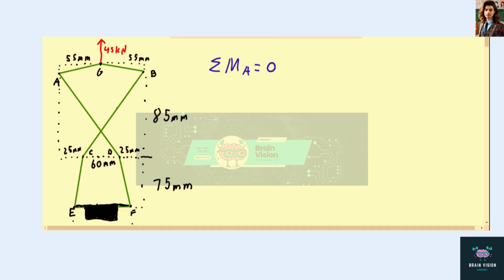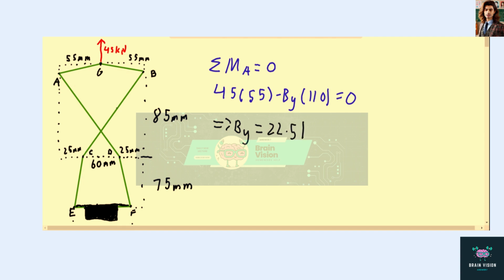And we can write that as 45 times 55 minus B of y times 110 is equal to 0. And we can take this equation and solve it for B of y. And that will give us a value of 22.5 kilonewtons.